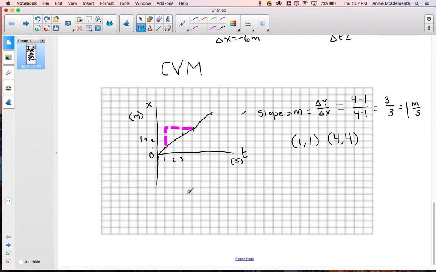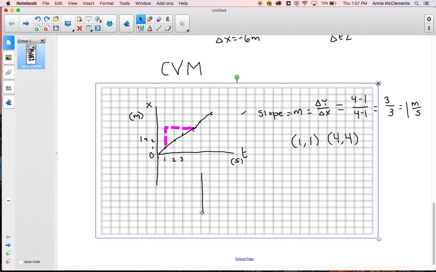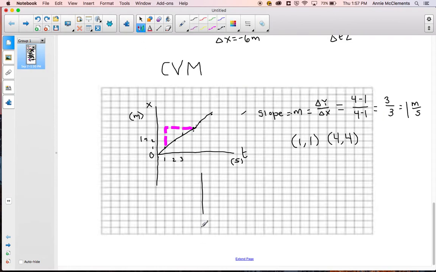Now, if we were to turn this graph into a velocity versus time graph, we'll just do that right below it, right here. All right.